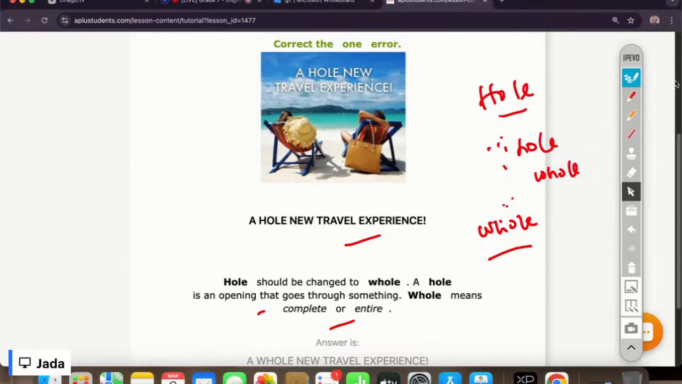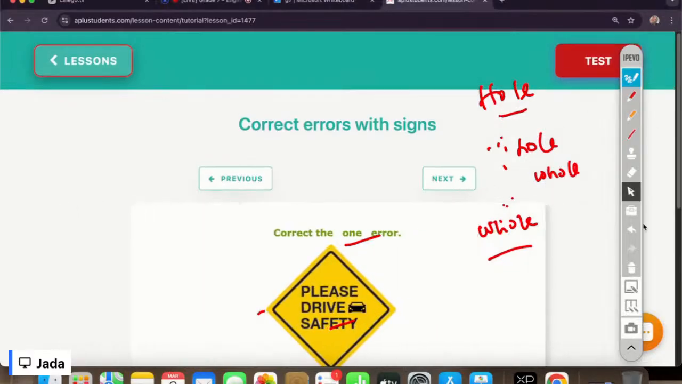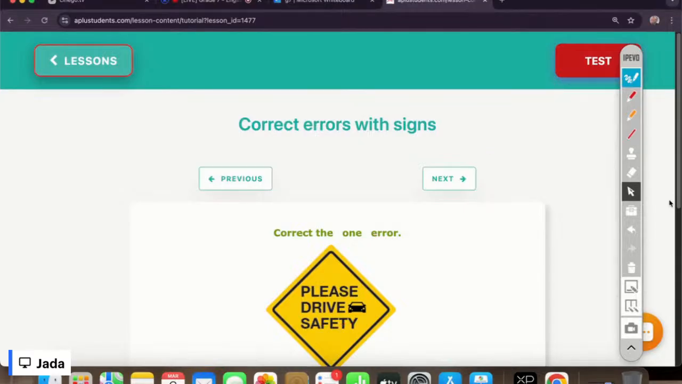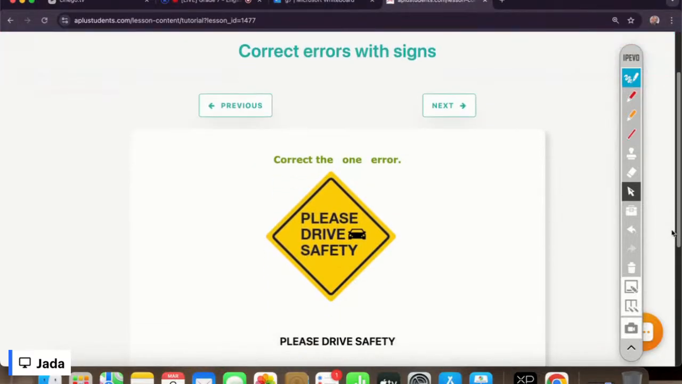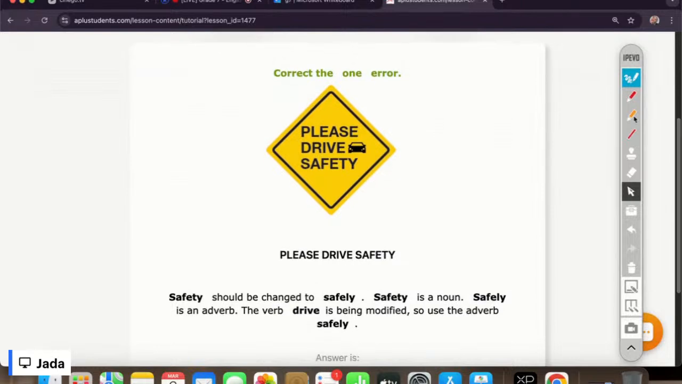Okay, so let's look at another example. All right, so we have correct the one error here. Please drive safety. Okay, so safety. This can be easily missed because you might think that it is safely, but it's actually safety with T, not L. Now, safety should be changed to what?